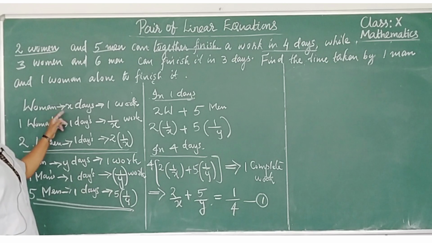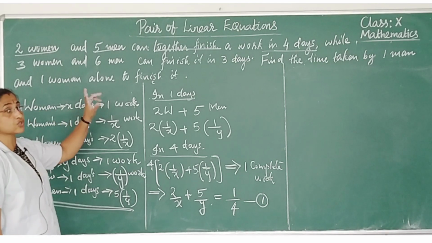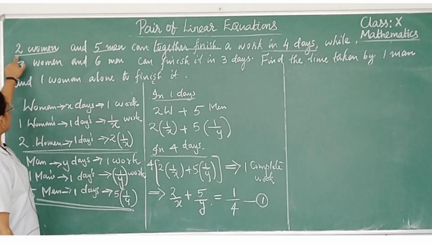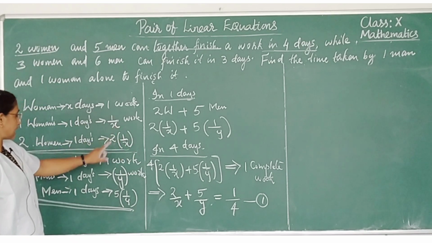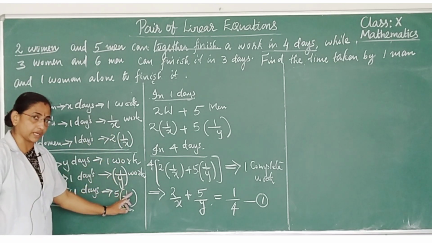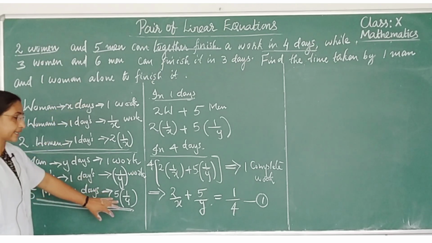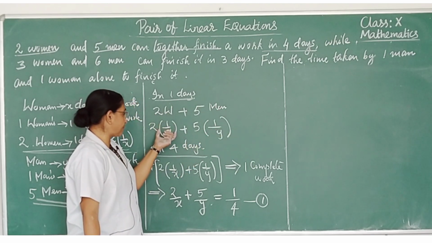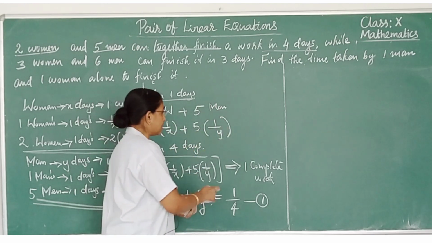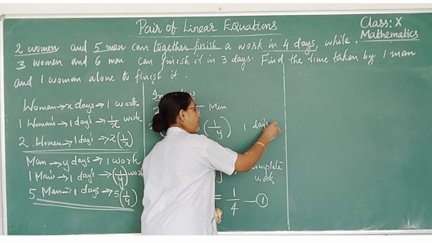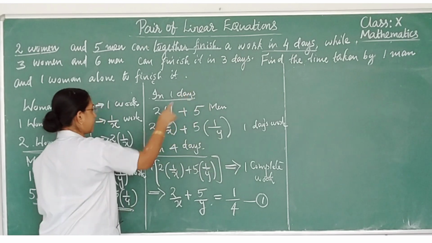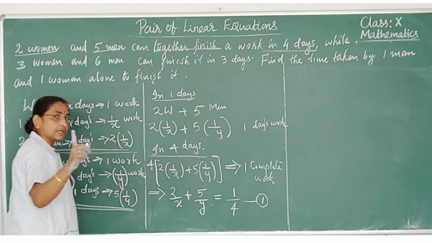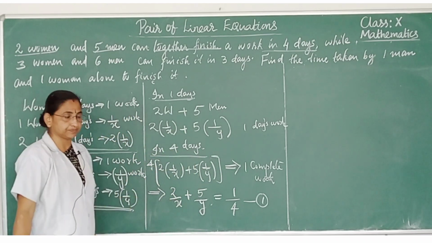Similarly, I need to say the steps again and again. Remember, at first you need to take a woman's 1 day's work as 1 by x, since she takes x days to complete one work. Look at the question: 2 women, so 2 into 1 by x. A man's 1 day's work is 1 by y. So 5 men is given in the question, so you take it as 5 into 1 by y. In 1 day together they are working, so 2 into 1 by x plus 5 into 1 by y is their 1 day's work. They are working for 4 days, so you need to find 4 days' work. 4 into this much equals 1 complete work. From this you get the first equation.